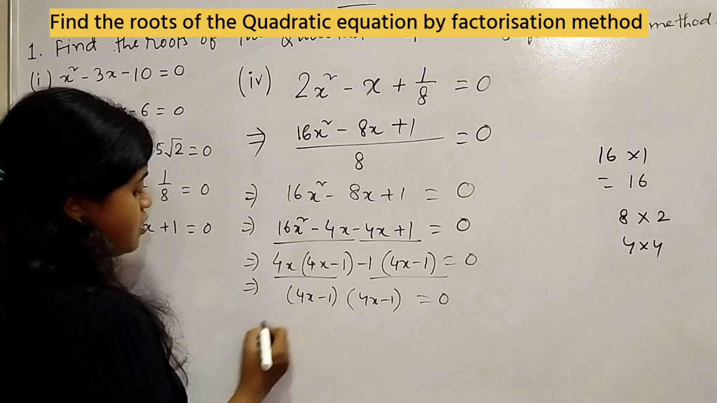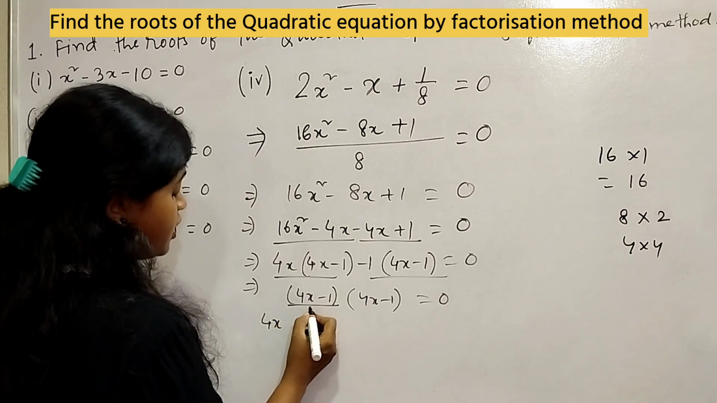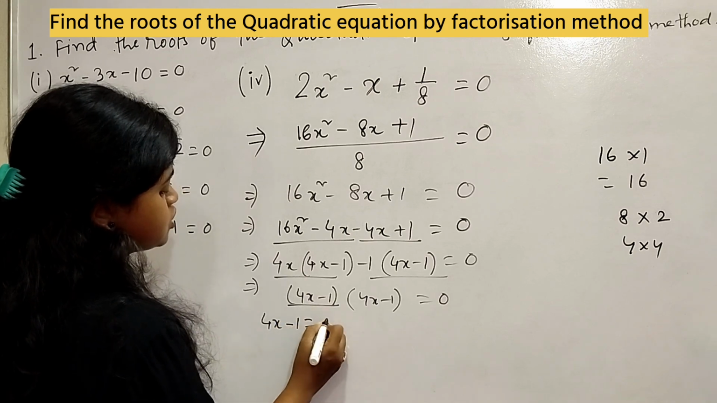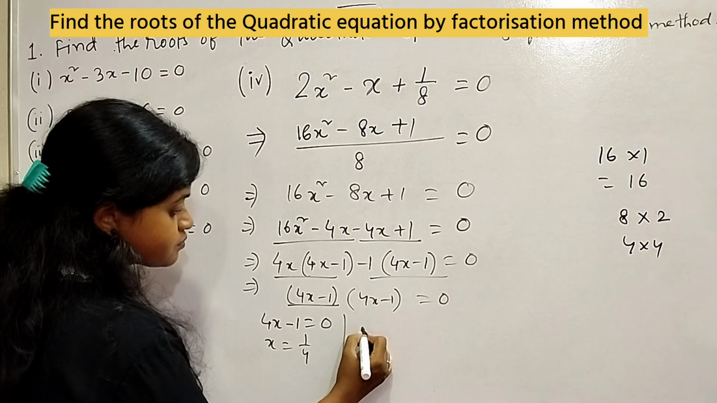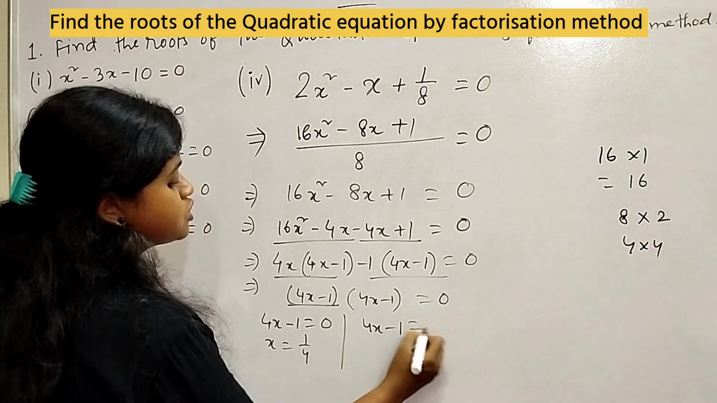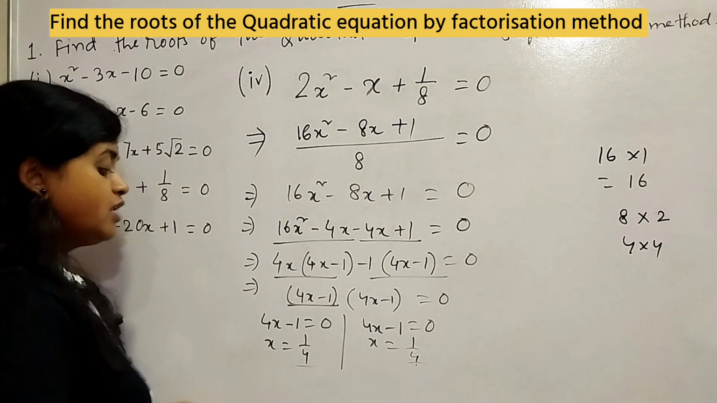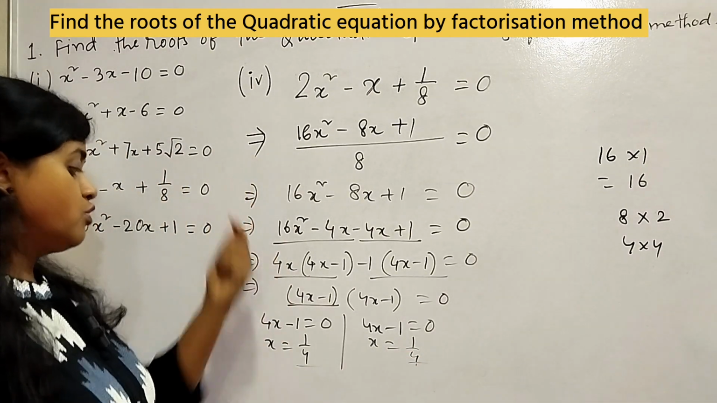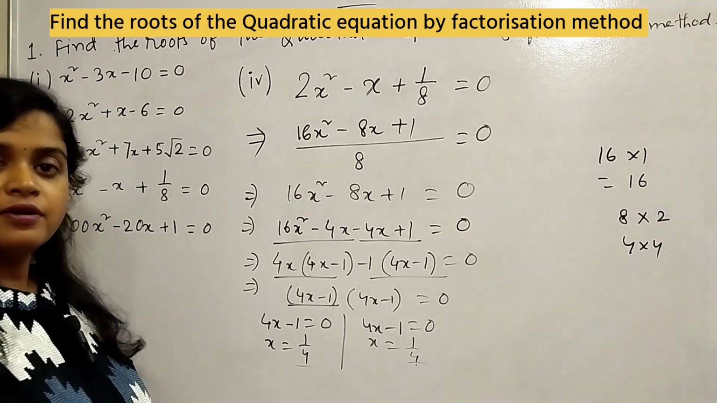So we take 4x minus 1 common, and remaining 4x minus 1 equals to 0. From this factor, 4x minus 1 equals to 0, so x equals to 1 by 4, and from the other 4x minus 1 equals to 0, so x equals to 1 by 4. So the roots of the quadratic equation are 1 by 4 and 1 by 4 for question number 4.